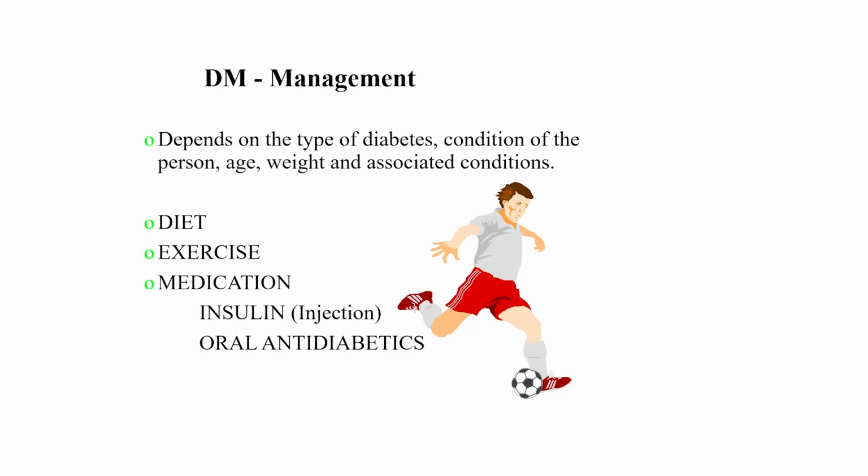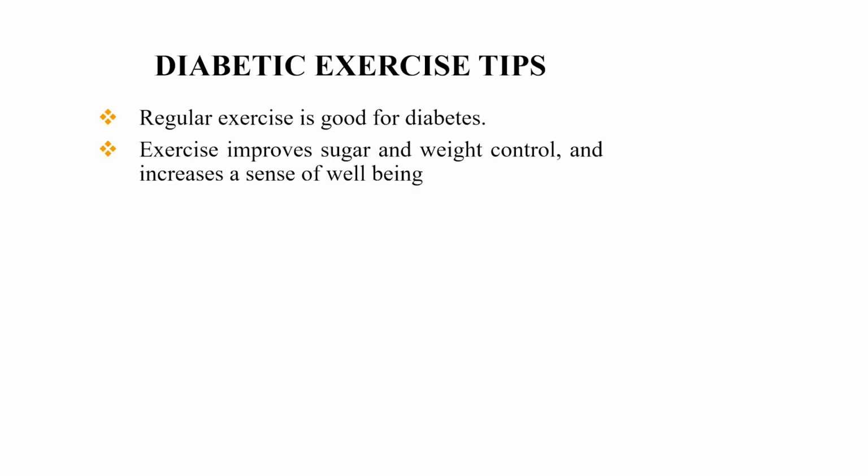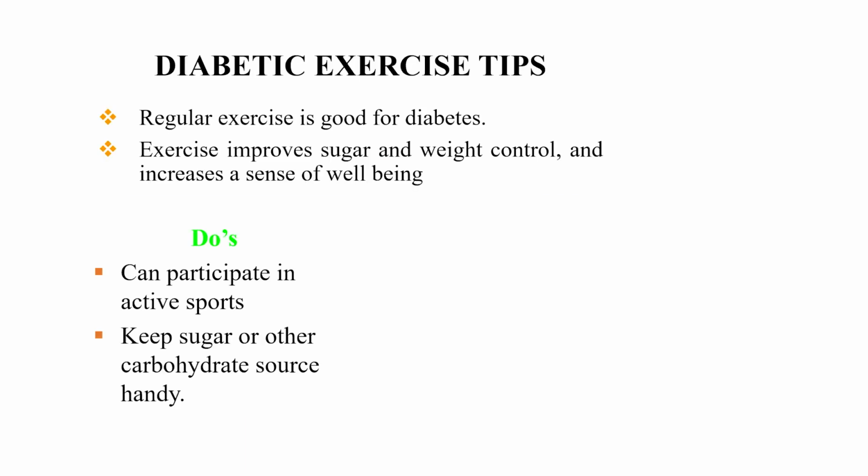As far as diabetes mellitus management is concerned, it can be controlled by proper diet, exercise and medication. We studied that in case of type 1, insulin is required for the rest of life, along with oral anti-diabetic agents. Here is a list of oral anti-diabetic agents. Most commonly used are the biguanides, for example metformin, and the sulfonylureas: glibenclamide, glipizide, gliclazide and glimepiride. These are the drugs of choice for type 2 diabetes, and they are called oral anti-diabetic agents.